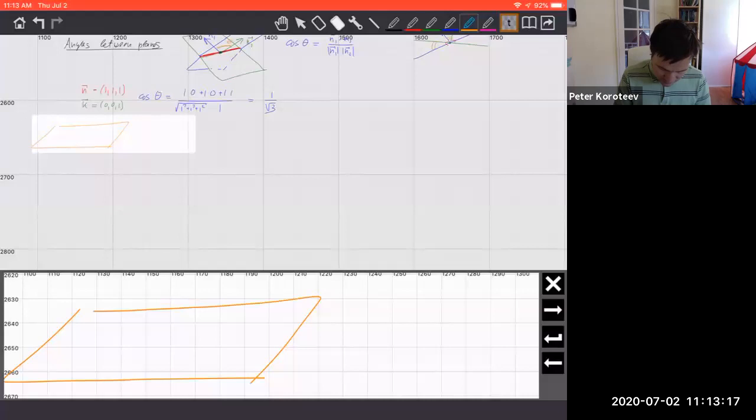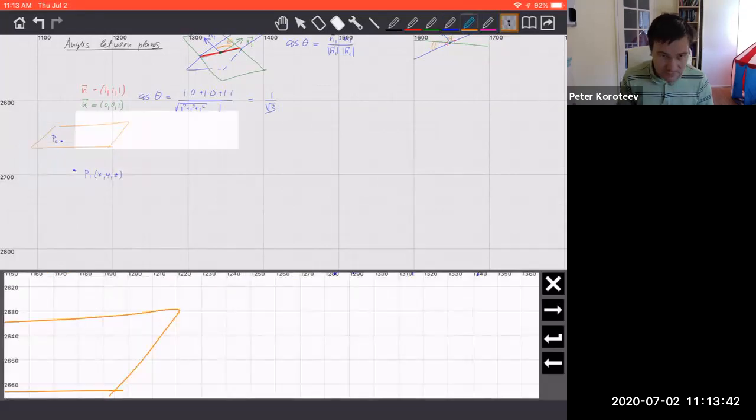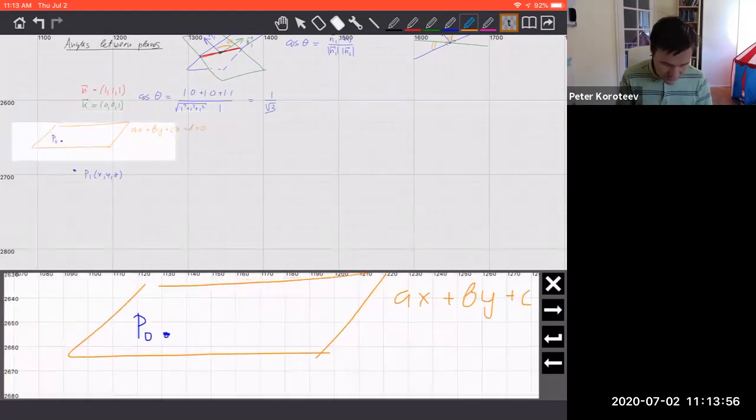So say we have a point P0, which is on the plane, and then there's a point P1 somewhere in space, with coordinates x, y, z, and say the plane is given by the equation ax plus by plus cz plus d is equal to 0, right? The question is to find the distance.